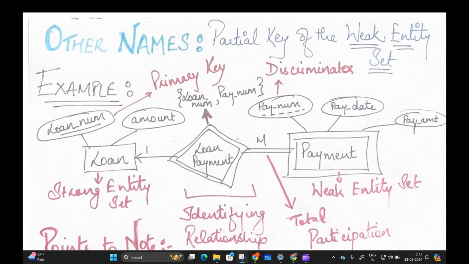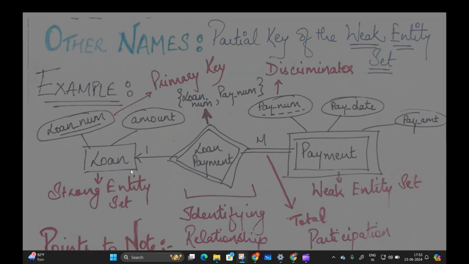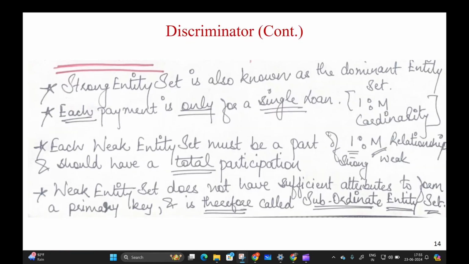Now it's perfect. Okay. So coming to some important things here. A strong entity set is also known as the dominant entity set. Okay, a question can come, so all these words you need to remember. Dominant entity set. Why? Because it is an entity set which has its independent existence. It does not need any other entity set. Right? Each payment is only for a single loan.